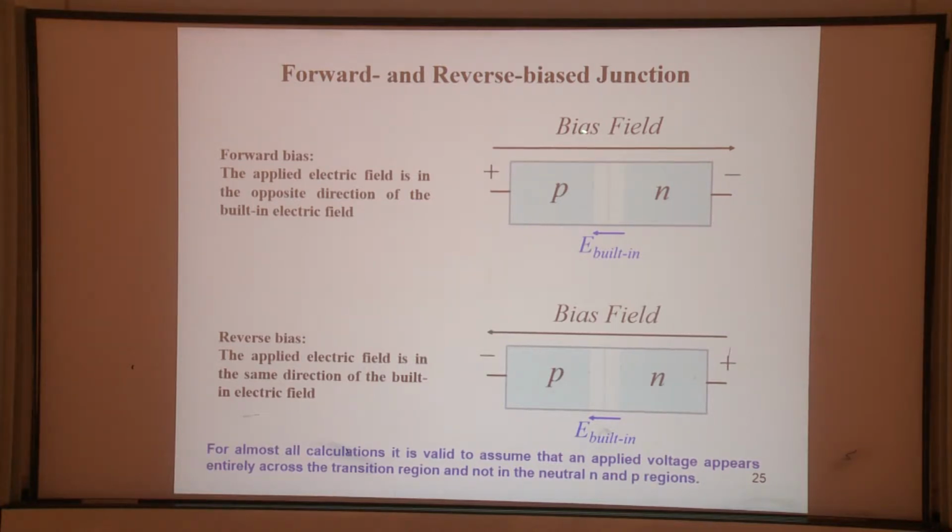For forward bias, since we connect positive to this side and negative to this side, we build a field from positive to negative, as we defined earlier. So this bias field will oppose the built-in field. They will counteract each other. And for the reverse bias condition, we build a field in the same direction as the built-in field, so the two fields will add up.